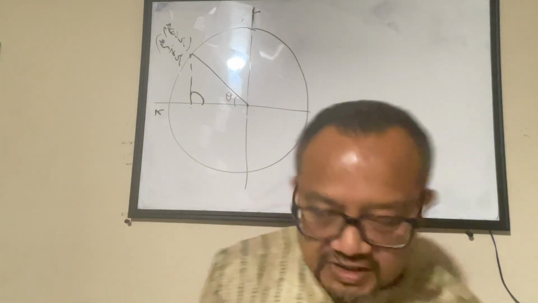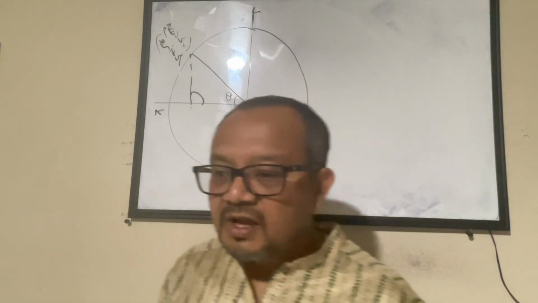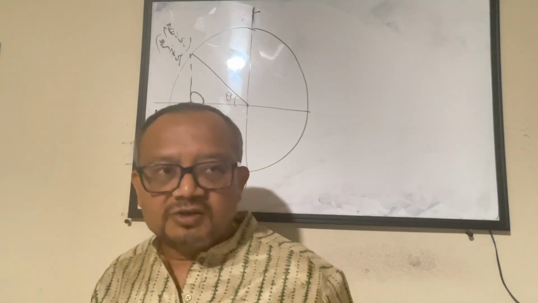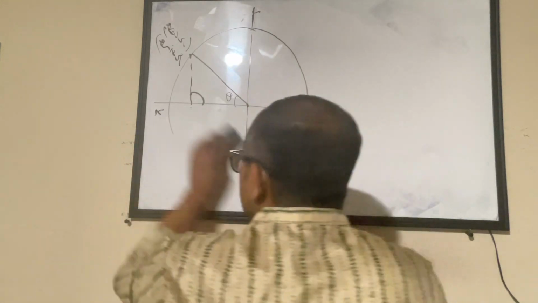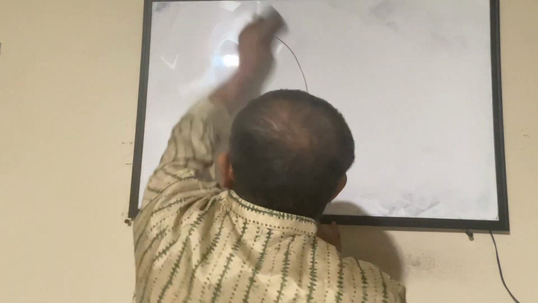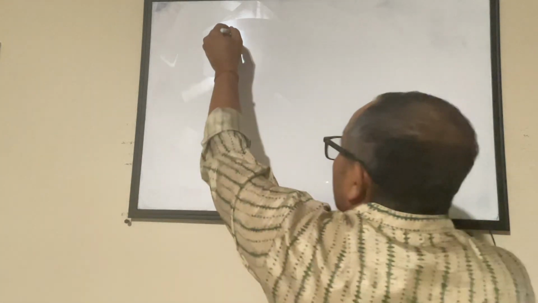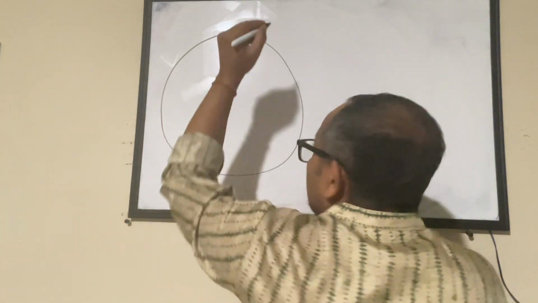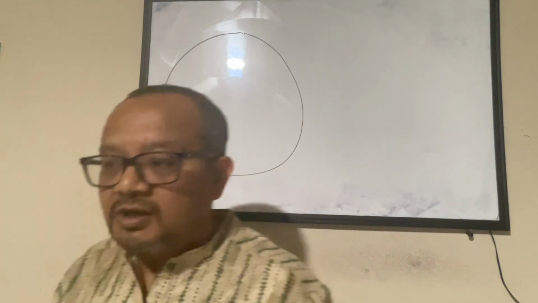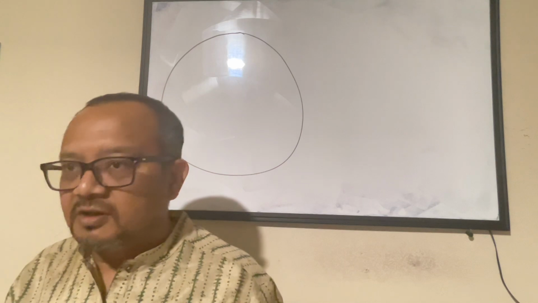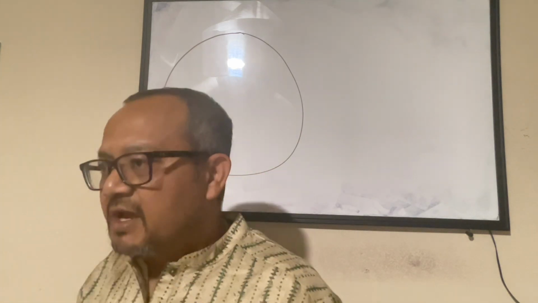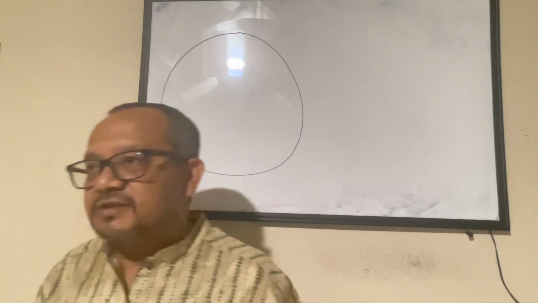So this is what we learned basically in the previous class of unit circle. Now we want to extend that knowledge and understanding to something called sine, cos and tan identities. When we say identities, what is identity?